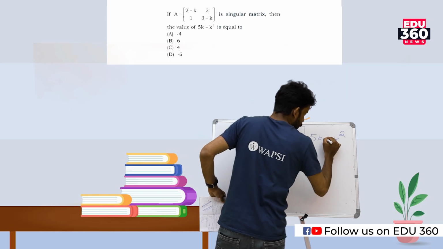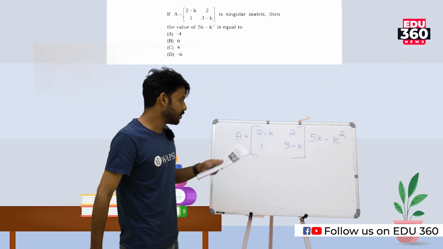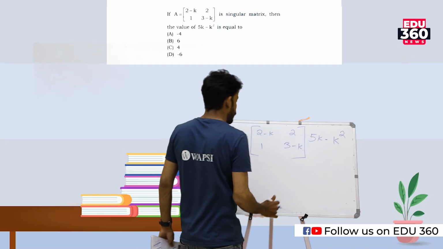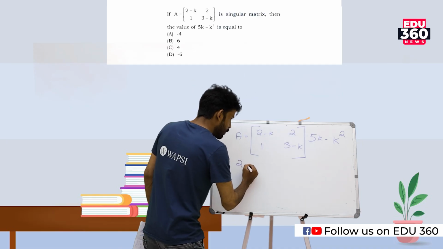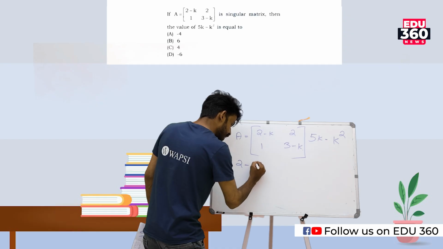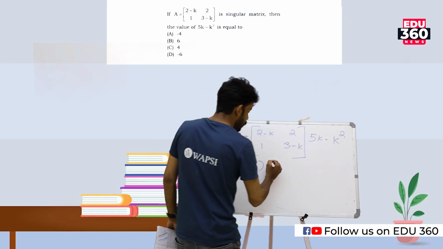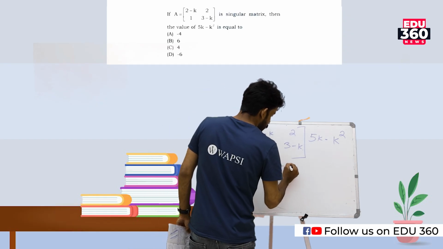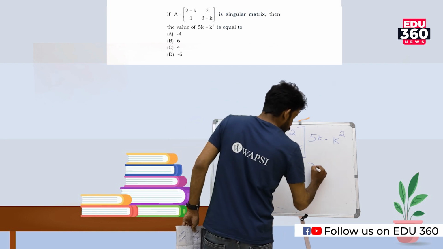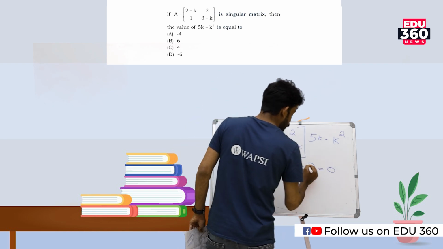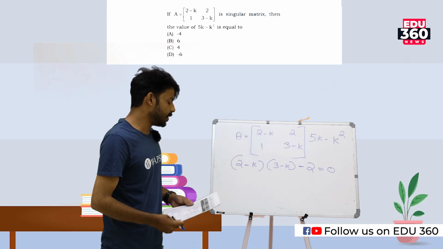We need to find this 5k minus k square. How can we find this? Just multiply here. Sorry, it's not 2k: it's (2 minus k) into (3 minus k) minus 2 is equal to 0.